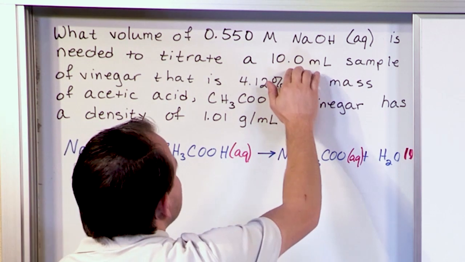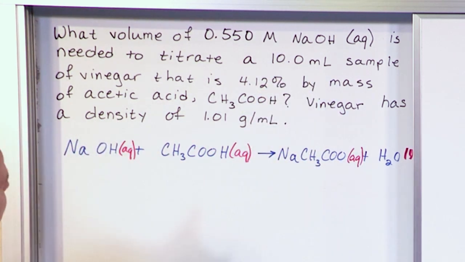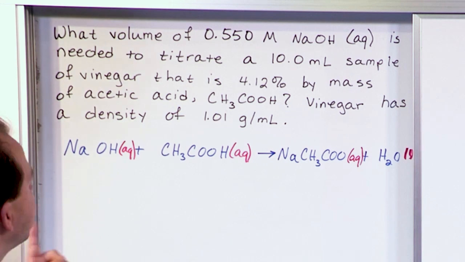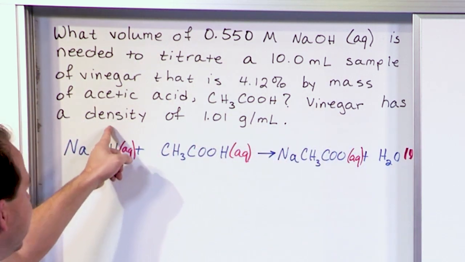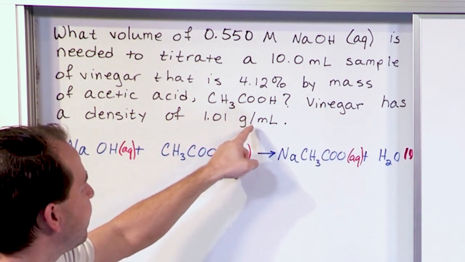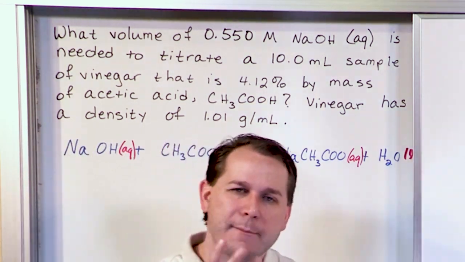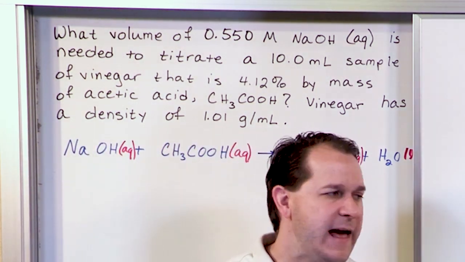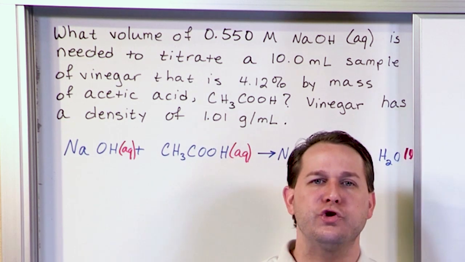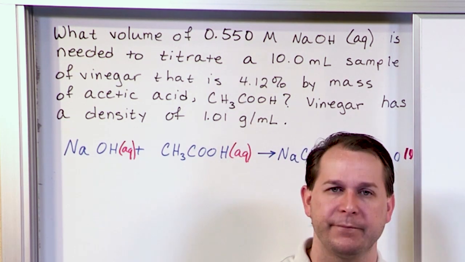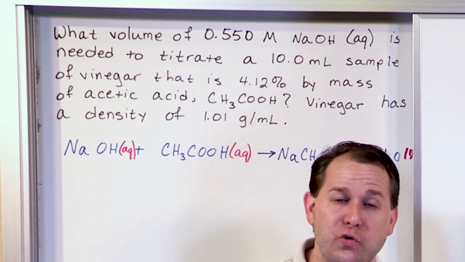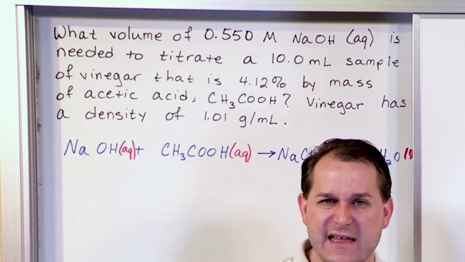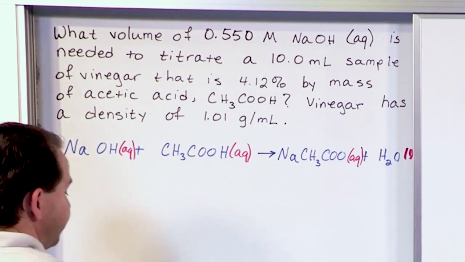We know we have a 10 milliliter sample. That means we have a beaker or a flask full of 10 milliliters of this vinegar. This vinegar is just like what you would buy at the grocery store, right? We're also told that this vinegar has a density of 1.01 grams per milliliter. So if I know how many milliliters of vinegar I have, and I know that the density is 1.01 grams per milliliter, then I should be able to calculate how many grams of vinegar I have in that beaker. So let's do that real quick.